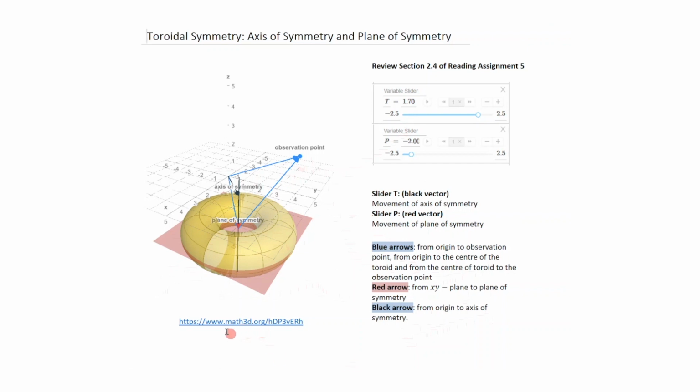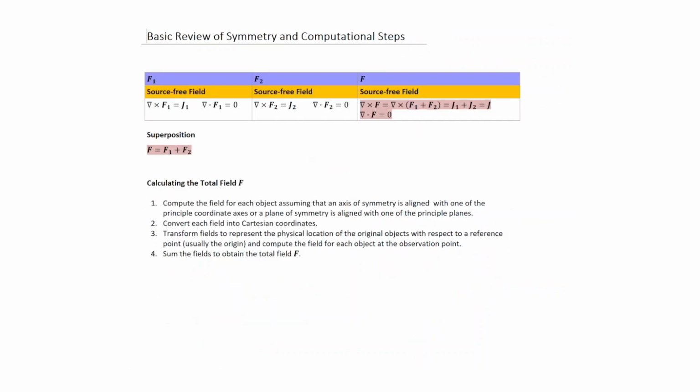Anyways, you can look at this particular graphic at this URL here. Again, if you want to look a little bit more at superposition, you can review section 2.4 of Reading Assignment 5. Okay, so again, basic review of symmetry and the various computational steps that need to be followed.